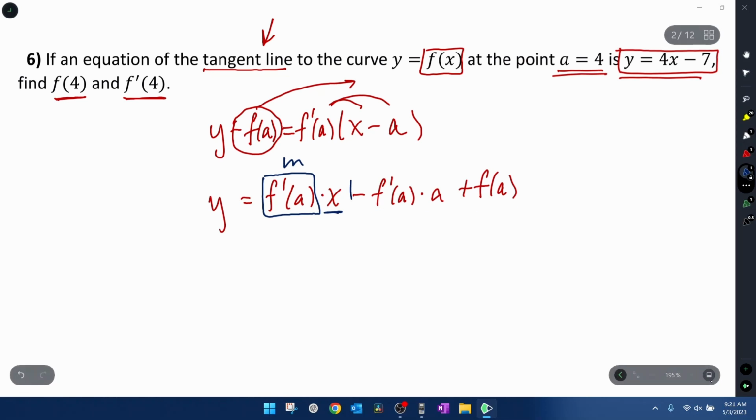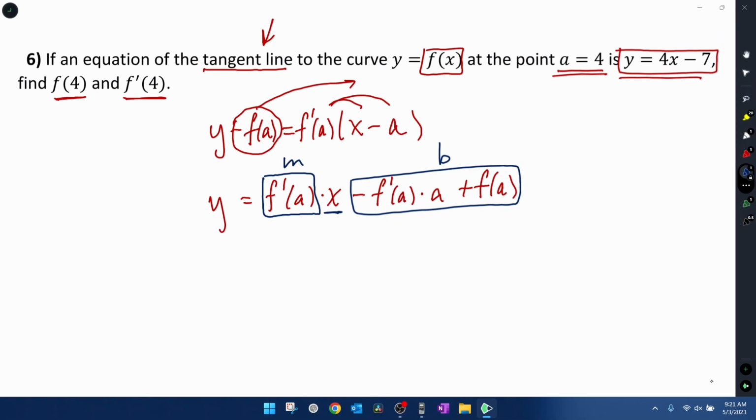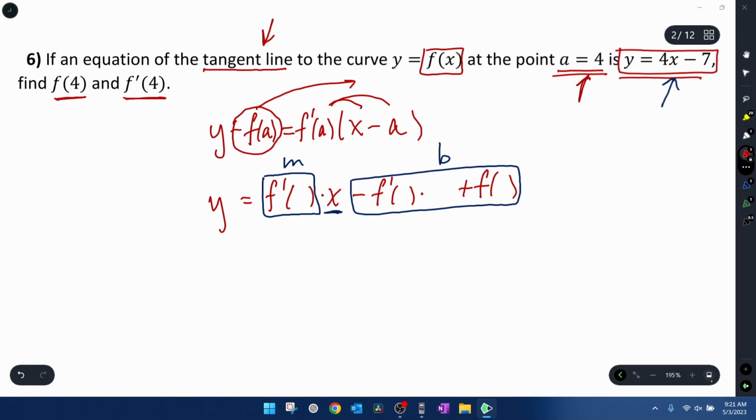So this entire expression here is b, y equals mx plus b, and here we know those values from the given equation. So we can say that, first of all, every a in this situation can be replaced with 4. That's what our value is. And then we can say f prime of 4, which is the slope of our equation, is 4. Notice that that is one of the pieces they ask us to find.